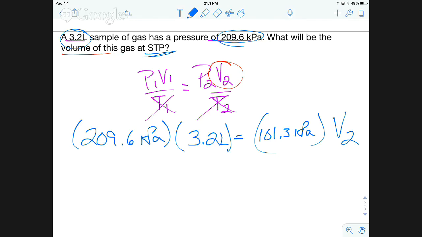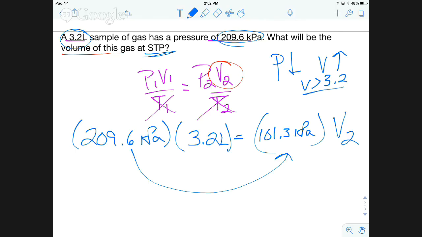Do the pencil trick. And when I look, the pressure goes from 209.6 to 101.3. So the pressure is definitely going down. And when the pressure goes down, that means the volume has to go up. So my answer needs to be greater, right? Volume has to be greater than 3.2 when I'm done. So let's do some math.